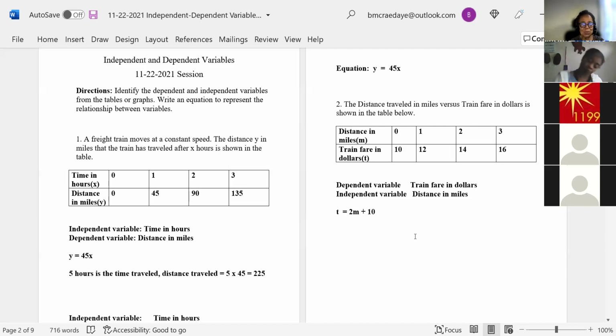If it's changing by 2. So if you change your distance by 1, you change your train fare by 2, because you have a constant 10 that's always added. So the only thing changing would be the distance in miles. So as your miles go up, your train fare goes up by 2 times. Which means you could find the train fare in dollars for any distance. You just substitute the distance for M, multiplied by 2, and then you have your train fare. Questions?